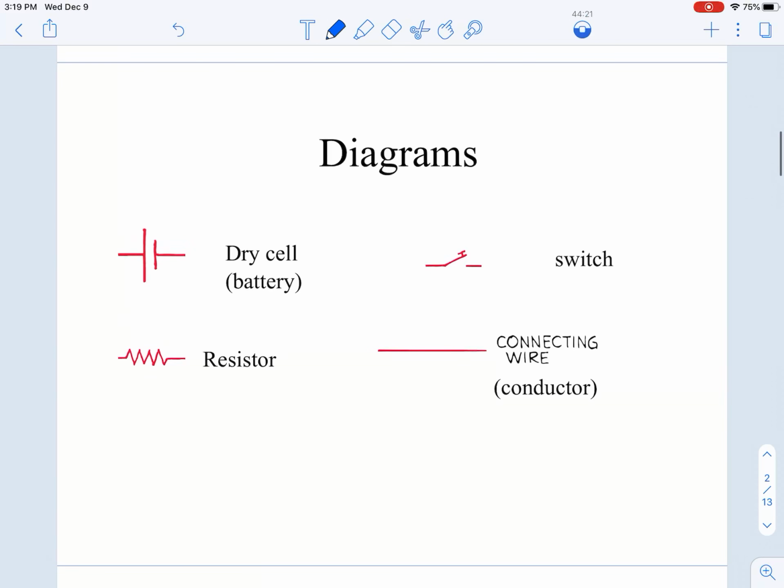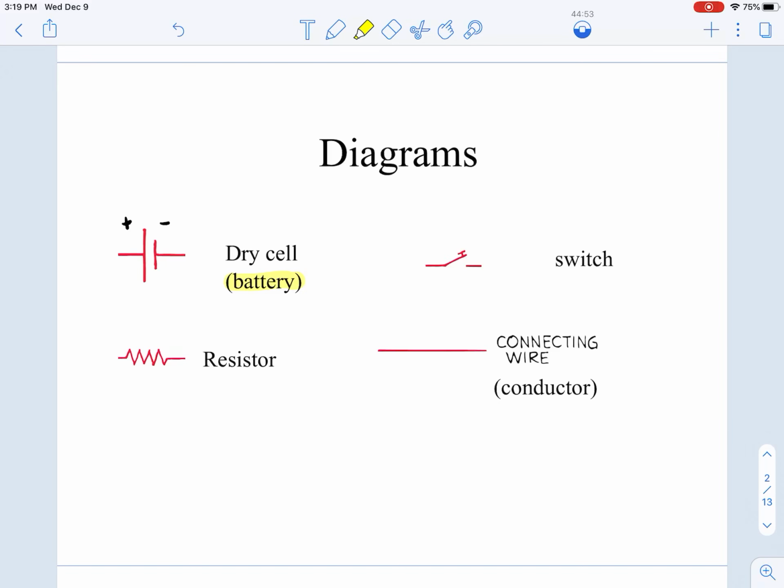Okay, so if we are looking at some diagrams of our circuits, there are some symbols that you will need to be aware of. We typically are using batteries as our voltage source. So a single battery is called a dry cell, but a lot of times we just say a battery. So this is our symbol for a battery. And on our battery symbol, you may have noticed that these lines are two different lengths. That's because they represent the positive and negative terminals of our battery.